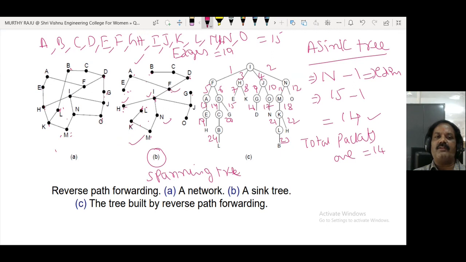By considering the original graph, the total number of packets needed is 24. By considering the spanning tree, the total number of packets needed is 14. That is the main advantage of this method: it eliminates the many duplicate packets that are sent into the network. This is the tree built by reverse path forwarding. With this, the four techniques of the broadcasting routing mechanism are covered.